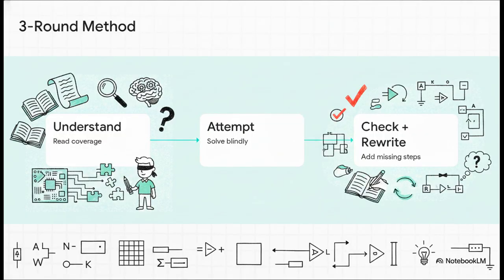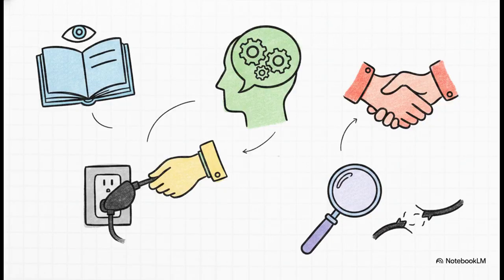To really ace this, I highly recommend using the 3-round method. Round 1, understand the concepts by reading the material and checking past questions. Round 2, try solving the problems completely blindly without peeking at the answers. Round 3, aggressively check your work and rewrite the steps you missed. And seriously, always make sure your circuit answers include a definition, a diagram, a truth table, the Boolean expression, and a working explanation.